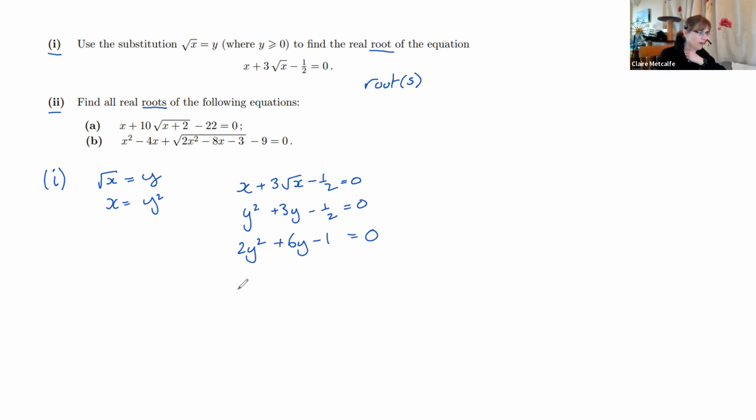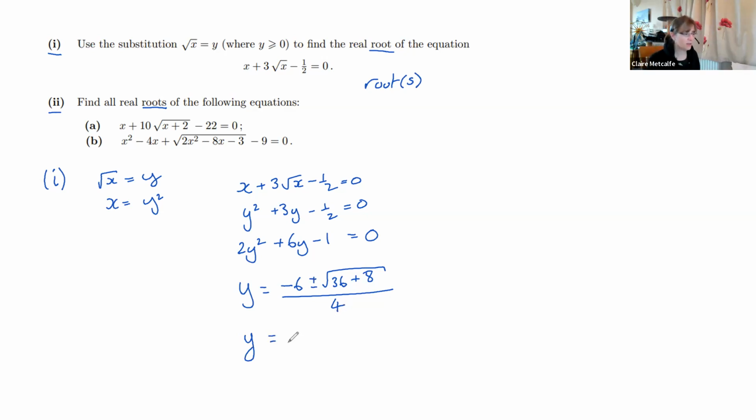I don't think this one factorizes, so let's use the quadratic formula. y is equal to minus b plus or minus the square root of b squared minus 4ac, so that's plus 8, all over 2a. And if you like, you can sing the quadratic formula to the tune of Pop Goes the Weasel. I'll leave you to work out that for yourself.